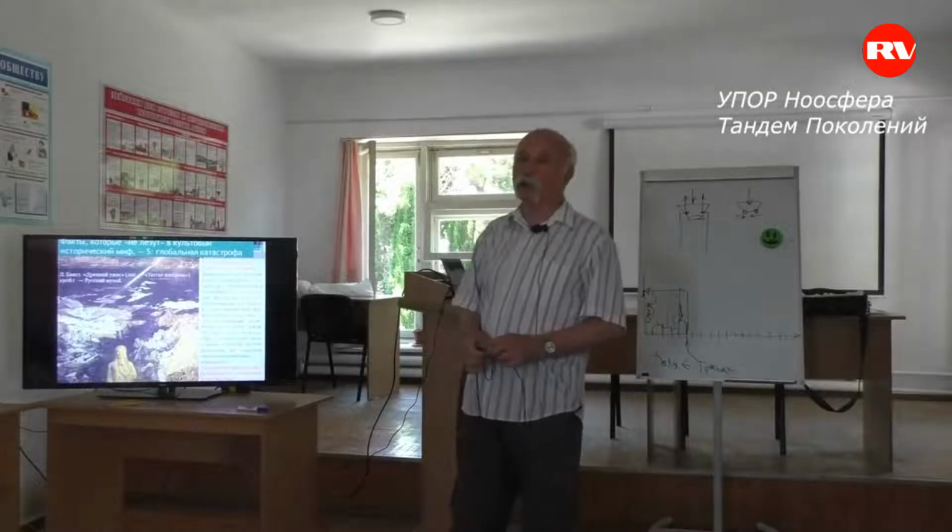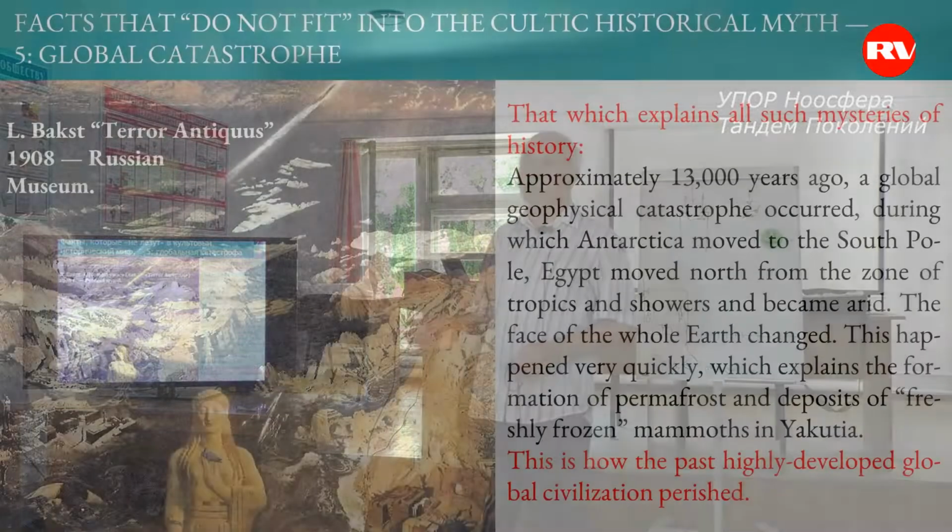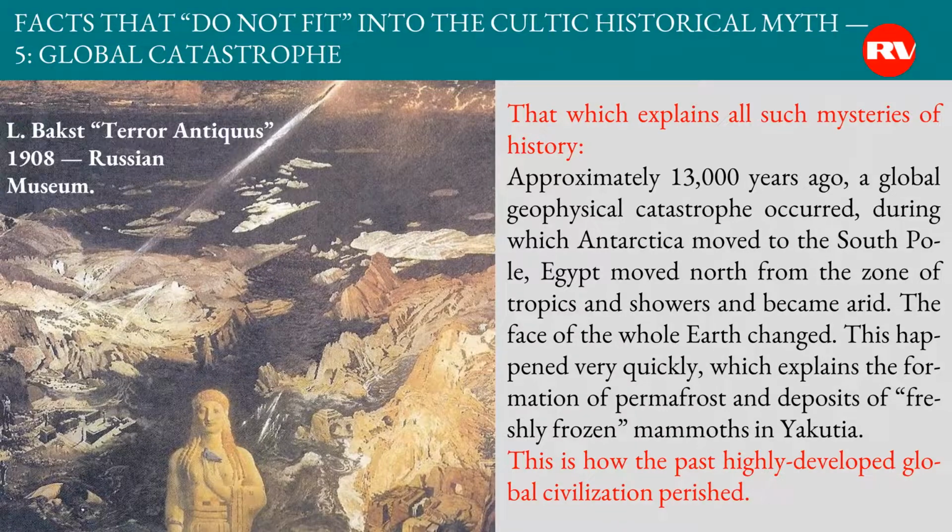In general, the only version that explains what happened is that somewhere around 13,000 years ago, a global geophysical catastrophe took place. As a result of this catastrophe, the lithosphere turned relative to the core, or the position of the planet relative to the plane of the ecliptic changed. Antarctica left the mild subtropical climate to where it is. Egypt went north. On the territory of modern Yakutia, there were deposits of freshly frozen mammoths and everything else, since the catastrophe was of a fleeting character and the dead animals did not have time to decompose. This is the only version that explains all these anomalies that don't fit into the historical myth.